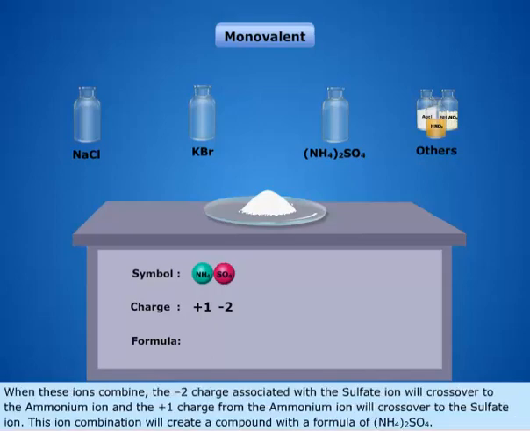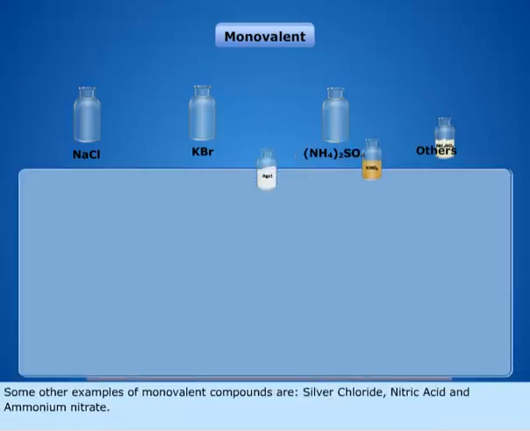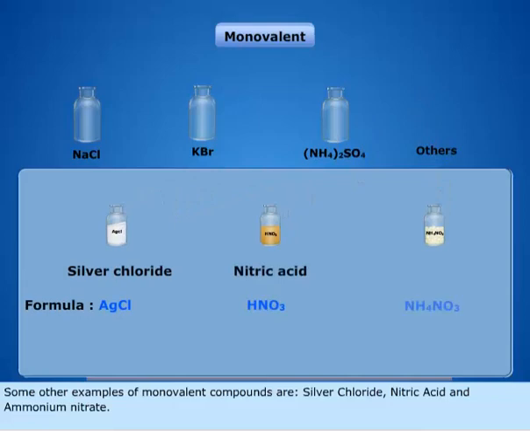When these ions combine, the -2 charge associated with the sulfate ion will cross over to the ammonium ion, and the +1 charge from the ammonium ion will cross over to the sulfate ion. This ion combination will create a compound with a formula of (NH4)2SO4. Some other examples of monovalent compounds are silver chloride, nitric acid, and ammonium nitrate.